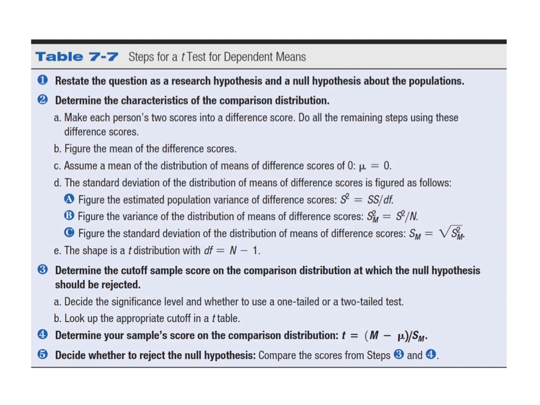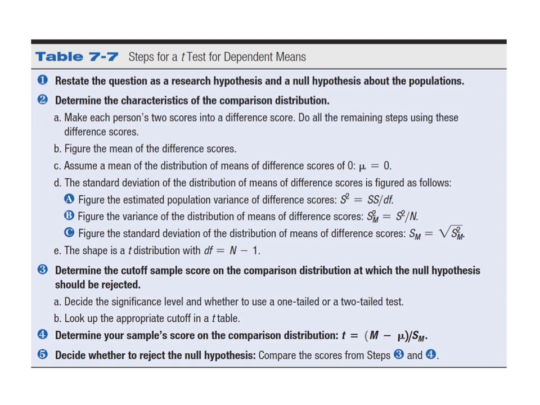So step 1, again, is restate the questions, a research hypothesis and a null hypothesis about the populations. Step 2 is determine the characteristics of the comparison distribution. And that's when we made each person's 2 scores into a difference score. We figured the mean of those difference scores. We assumed a mean of the distribution of means of difference scores where mu is equal to 0 because there was no effect. That's what the comparison distribution is like based on the null hypothesis.